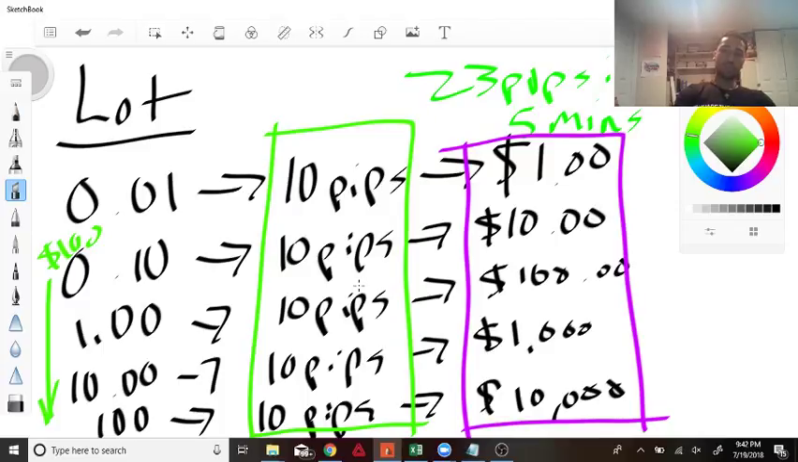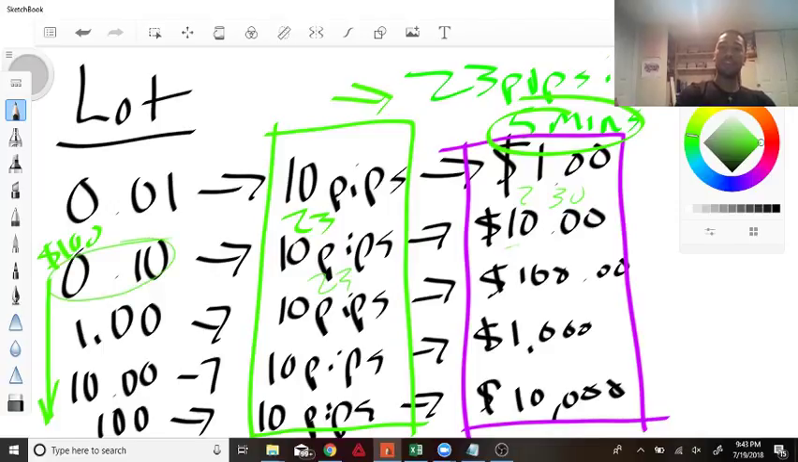So essentially, in that situation that literally just happened just now, 23 pips in 5 minutes. In those 5 minutes, it would have been 23 pips. If you're at that lot size, you could have made $2.30. 23 pips at this lot size, you would have made $23.